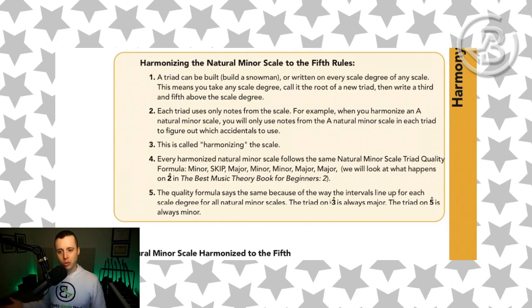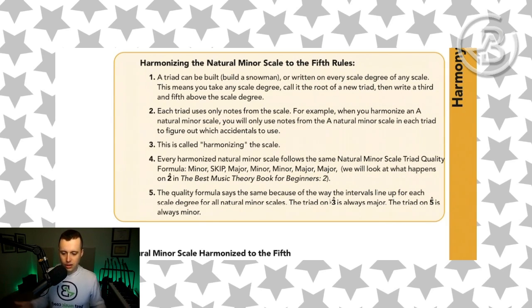Now, the quality formula, just like with the major scales, stays the same for all natural minor scales. It does not matter what the tonic is of the scale we're looking at. We could have an E natural minor, we could have an A natural minor scale. The natural minor scale quality formula is always going to be minor, diminished, major, minor, minor, major, major. Always.